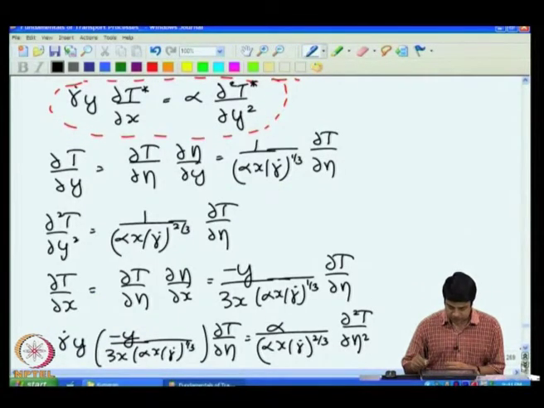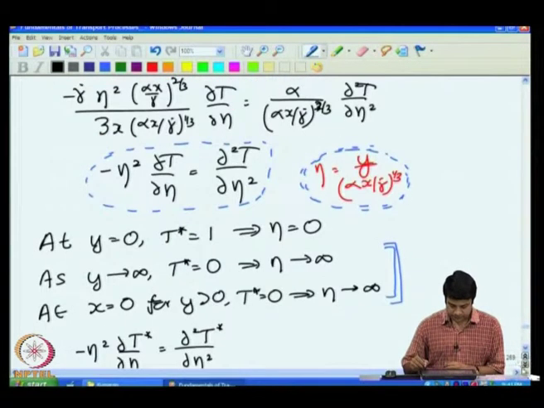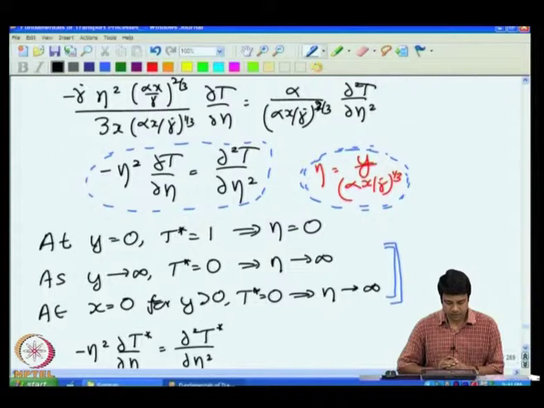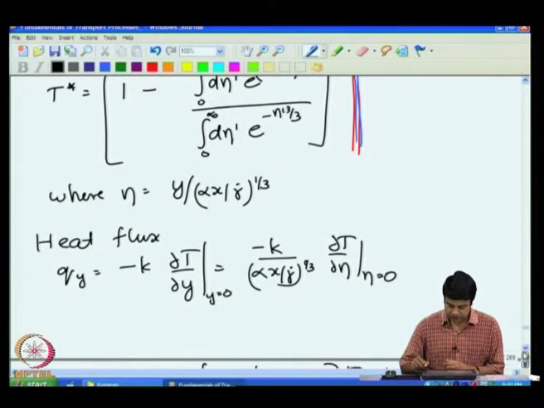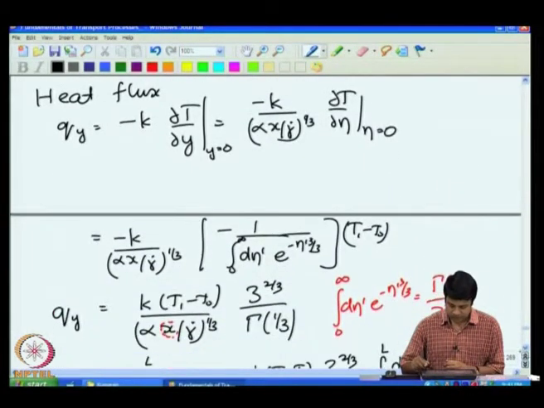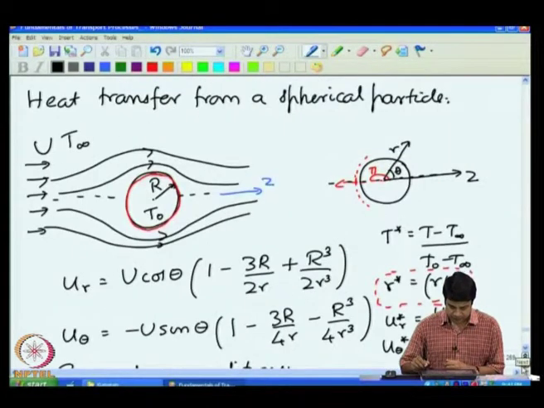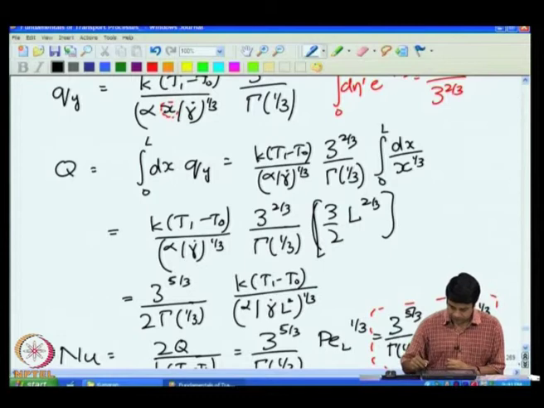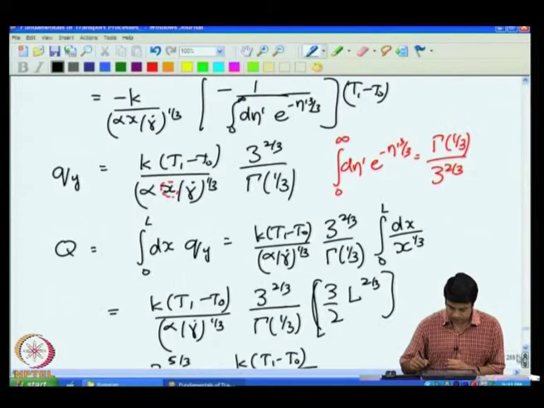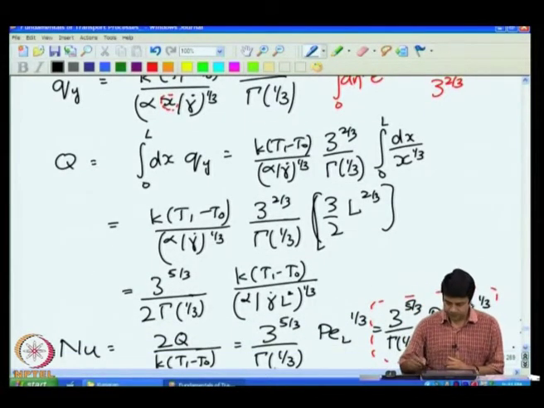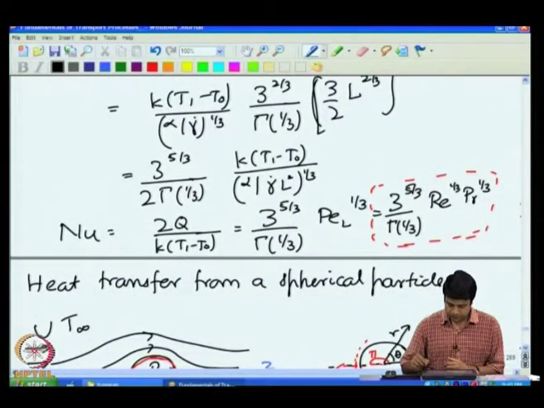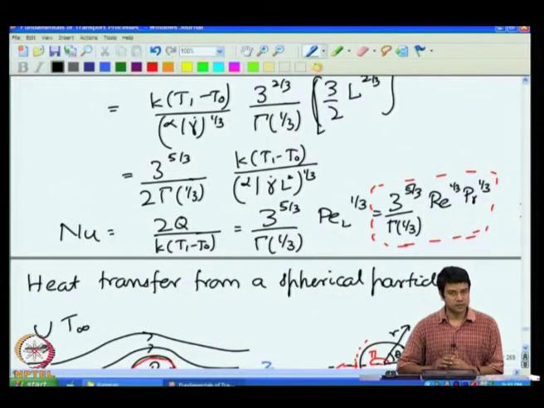And using that, we got a similarity solution. The equation that we got was of the form d square T by d eta square is equal to minus eta square times dT by d eta, and that can be solved quite easily to get a solution for the temperature field, and then a solution for the heat flux, and then a solution for the Nusselt number as a function of the Peclet number. So, that is the Nusselt number correlation for the flow past a flat plate.